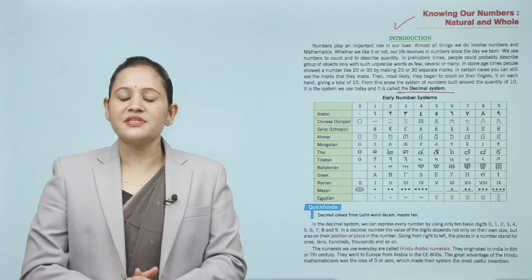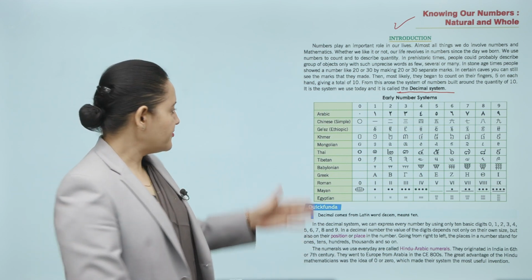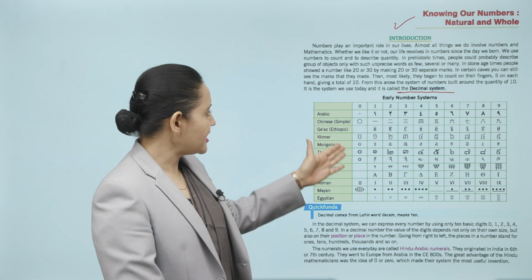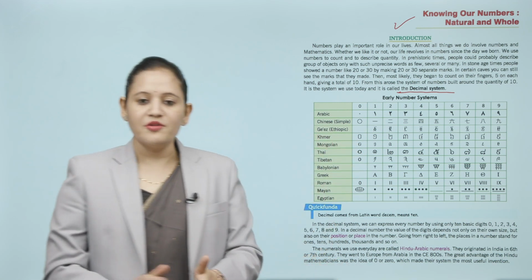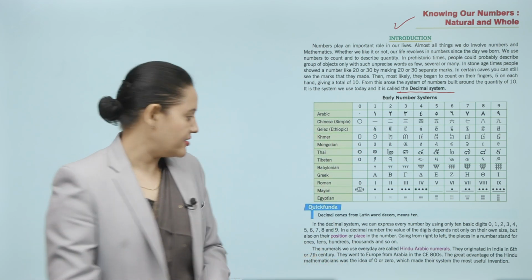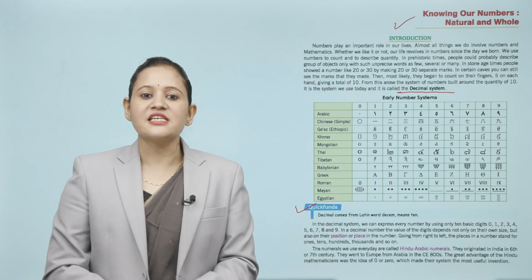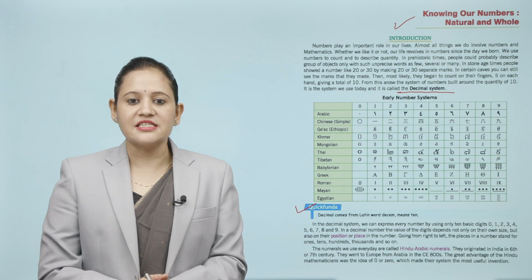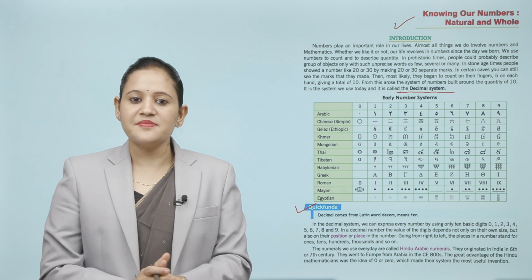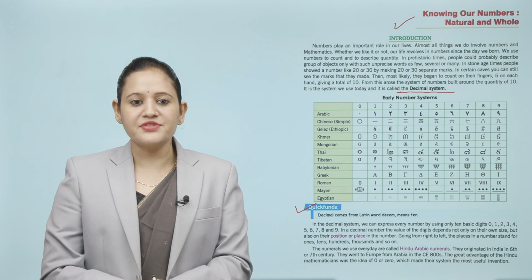Here the early number systems are given. Different languages में numbers को कैसे लिखा जाता है, it is given here. We will move to the next topic, quick funda. Decimal comes from the Latin word decim, which means 10. Decimal का मतलब होता है out of 10.